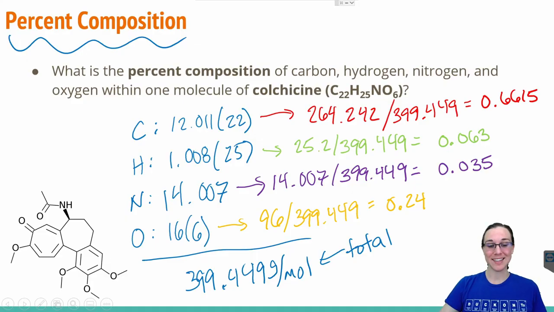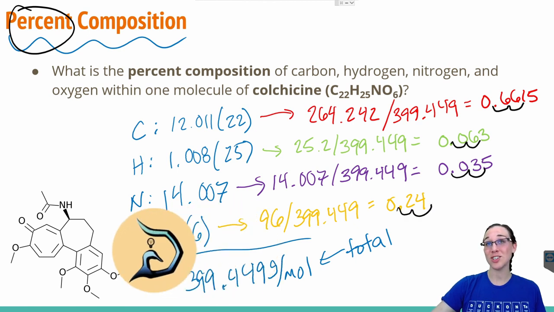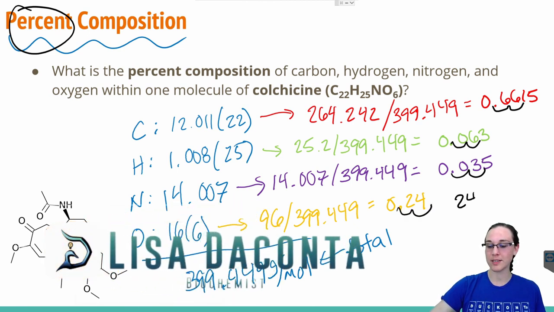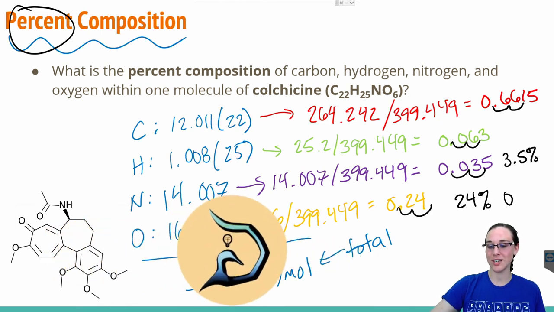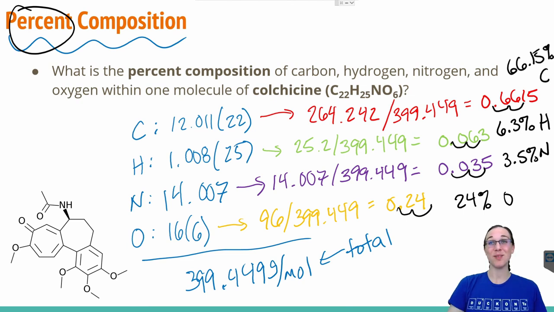Few moments later. Now you've got decimals and we need percents, hence the whole percent comp thing. So we need to multiply each of these by 100. And when we do that, we're essentially moving the decimal over two spaces. So for oxygen, we have 24% oxygen. We have 3.5% nitrogen. We have 6.3% hydrogen. And we have 66.15% carbon. That's your percent comp of your neurotoxin.